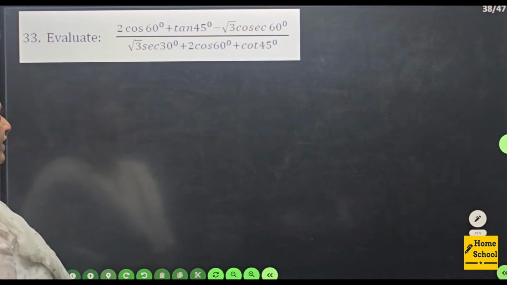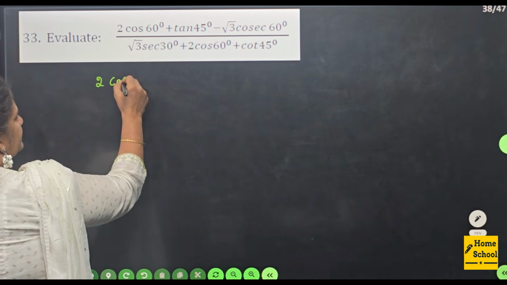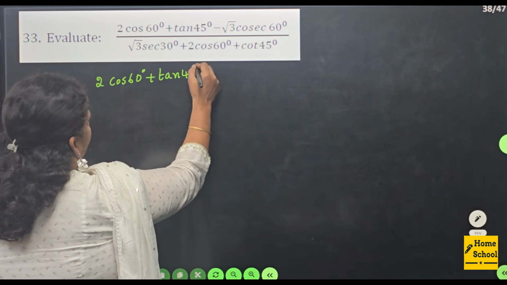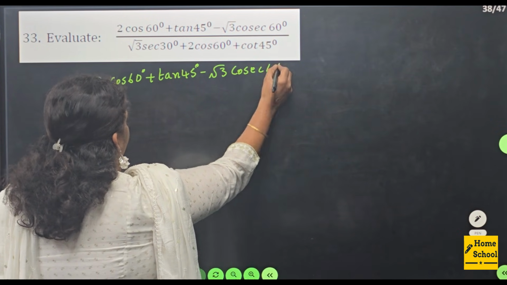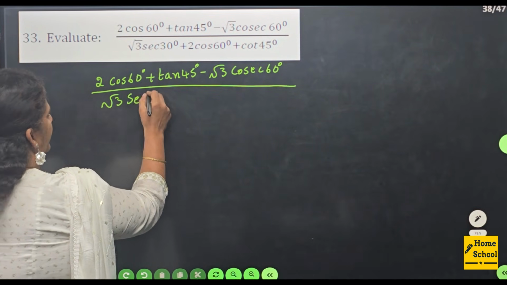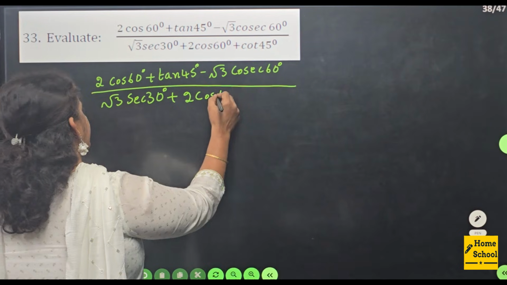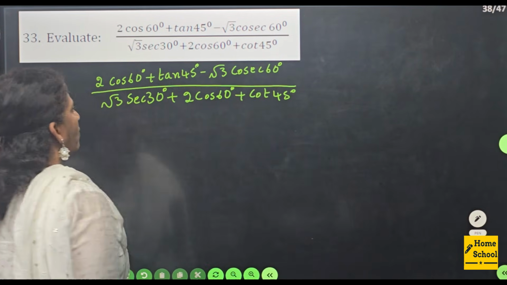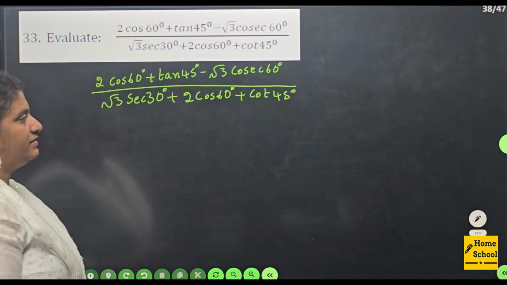33rd one, evaluate 2 cos 60 degree plus tan 45 degree minus root 3 cosecant 60 degree, divided by root 3 secant 30 degree plus 2 cos 60 degree plus cot 45 degree. Evaluate. We know the trigonometric ratio table. By using that you can find this.